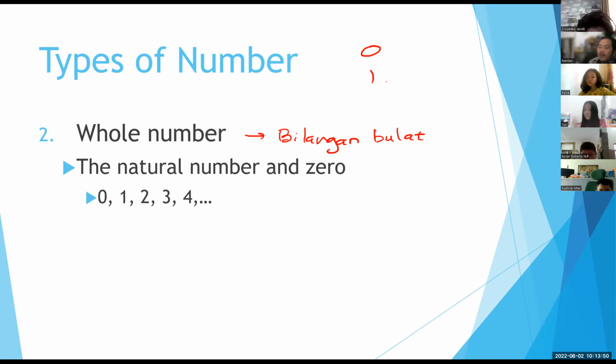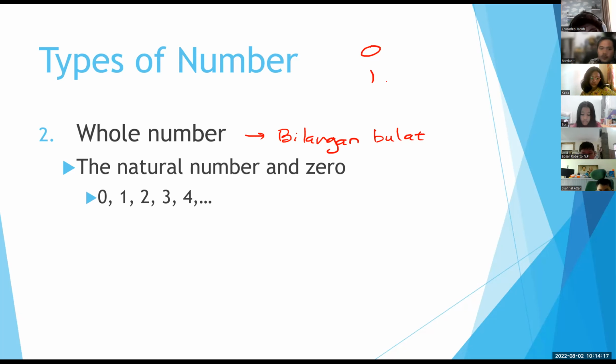So a number can be included in more than one type of number. For example, if I say one is a whole number, and it is also a natural number, right? So it can have both types of number. Okay. So again, guys, if we go to whole numbers, we call it bilangan bulat. It starts from 0: 0, 1, 2, 3, 4, 5, 6, 7, and so on and so on. Okay. Any question? Not yet.